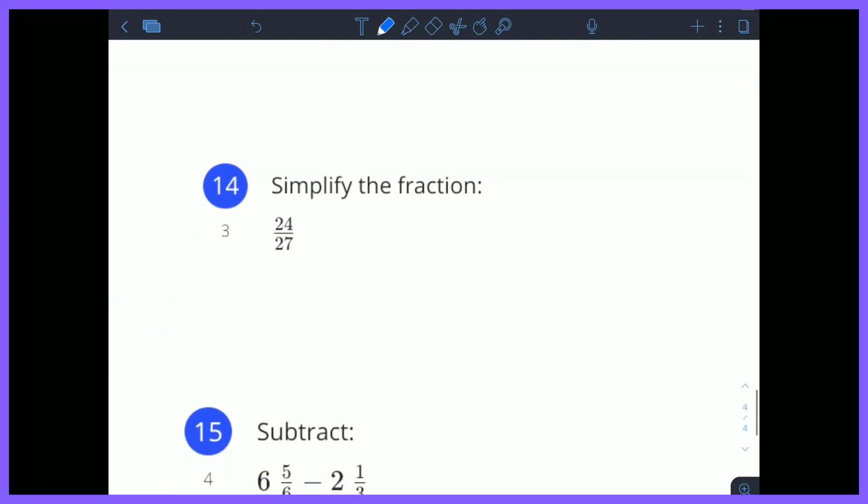3 questions left to go. These are throwback questions. The first one is simplify the fraction. So in this case, they're not even, so I can't divide by 2, but I could divide by 3. So 24 divided by 3 is equal to 8. 27 divided by 3 is equal to 9. 8/9 does not simplify any further, therefore it's my final answer.